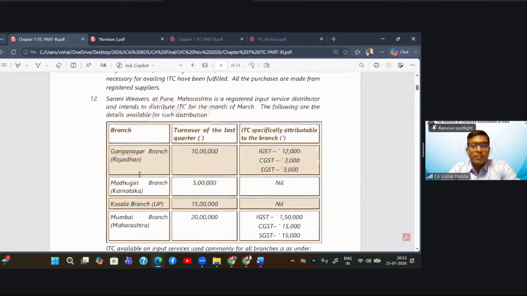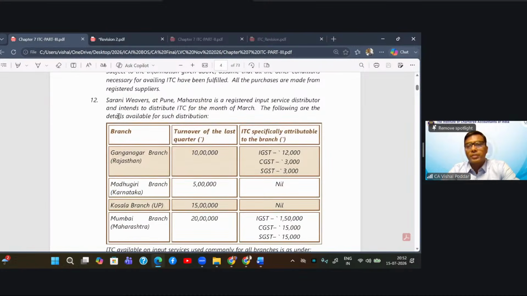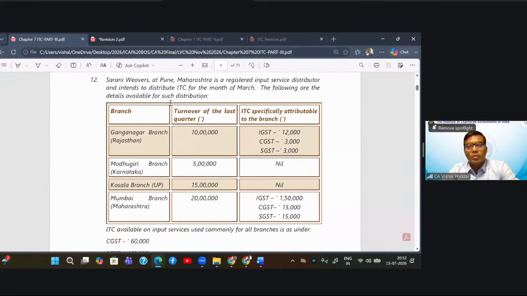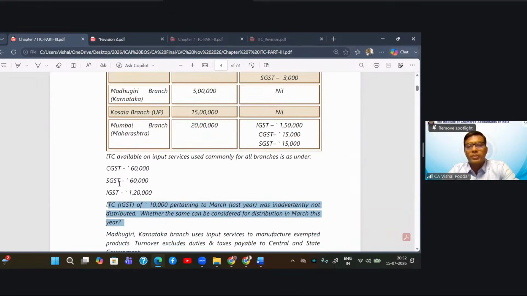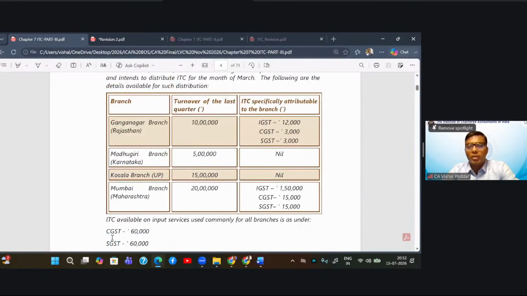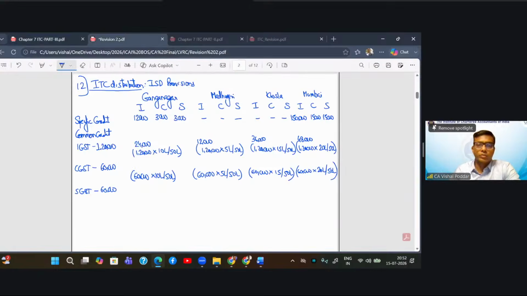Now, my ISD is registered in Pune, Maharashtra. So for the Mumbai branch, all these three credits will be given by their respective names. But for the other three branches, all these three credits will be given as IGST credit only. If you have not understood, you will understand here. See here, I have not written the calculation because the amount of CGST and SGST is the same.